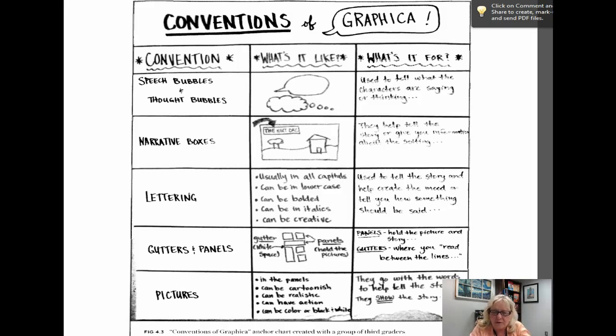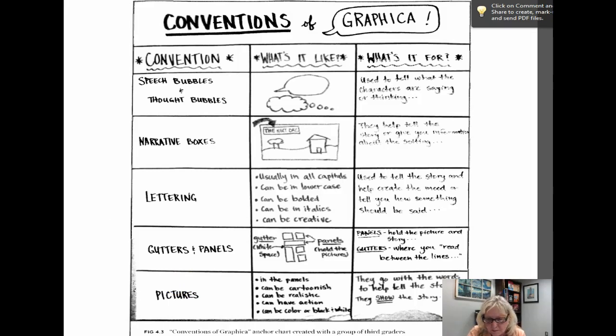Gutters and panels. Panels are the little boxes that hold the picture, and the gutters are where you read between the lines. So what happens between this image and this image? You have to kind of read between the lines, fill in the story, understand what's going on from one panel to the next. And then the pictures are in the panels and show the story.